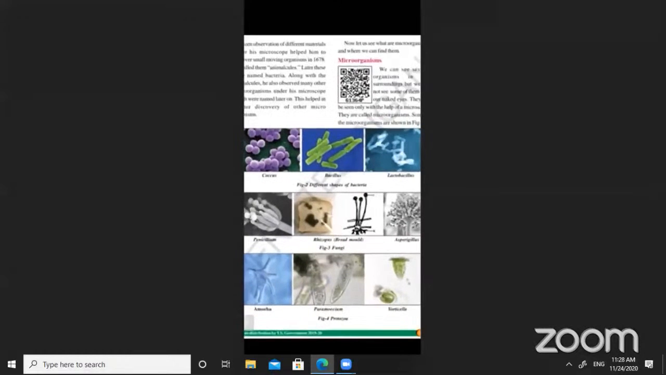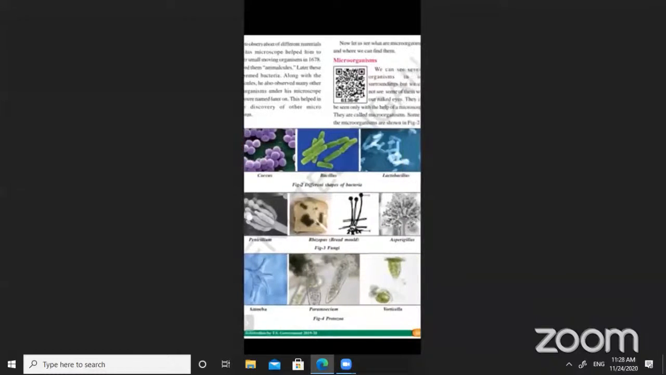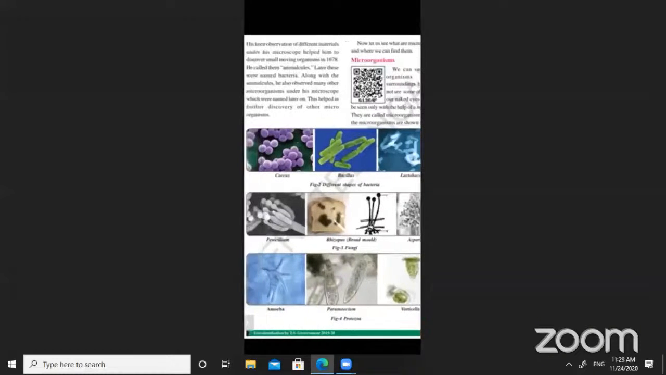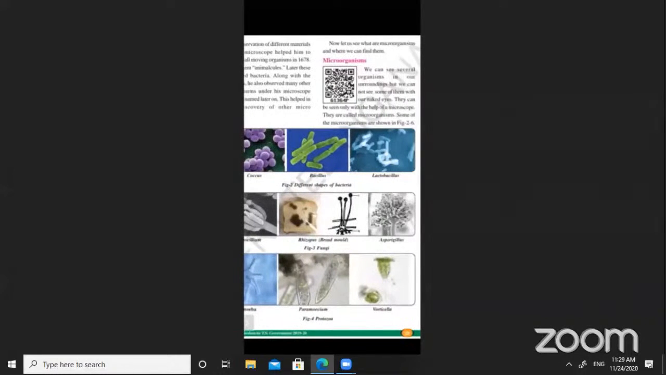Observe carefully. Figure number 2, different shapes of bacteria. Here, coccus first, second bacillus, and third lactobacillus. Next, what about fungi? Figure number 3, fungi. Penicillium. Next, rhizopus, bread mold. Next, aspergillus.